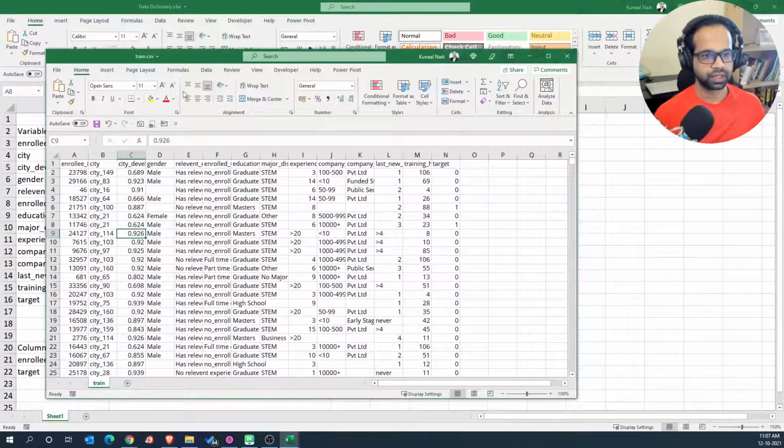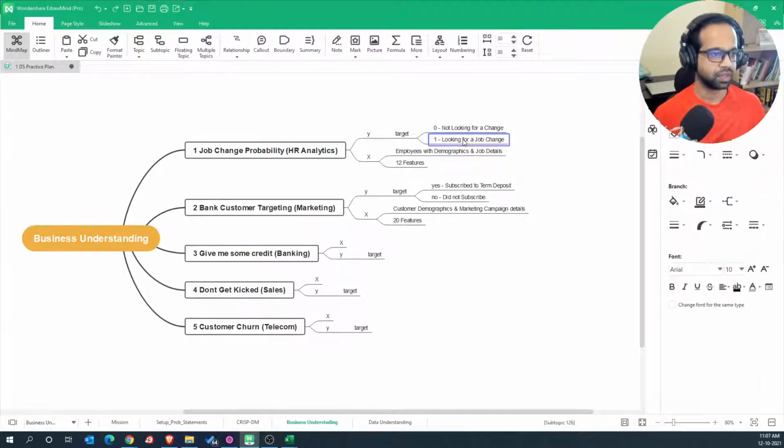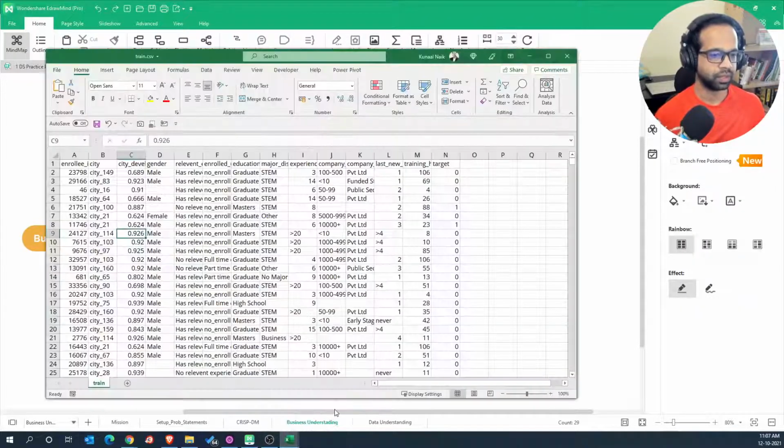So first and foremost, let's understand what we need to do in this. What's the objective in this? The objective is for us to classify the employees into looking for a job change and not looking for a job change. So let's see how many of the people within the data are looking for a job change. That's what we're going to model for, and see briefly how this will be helping.